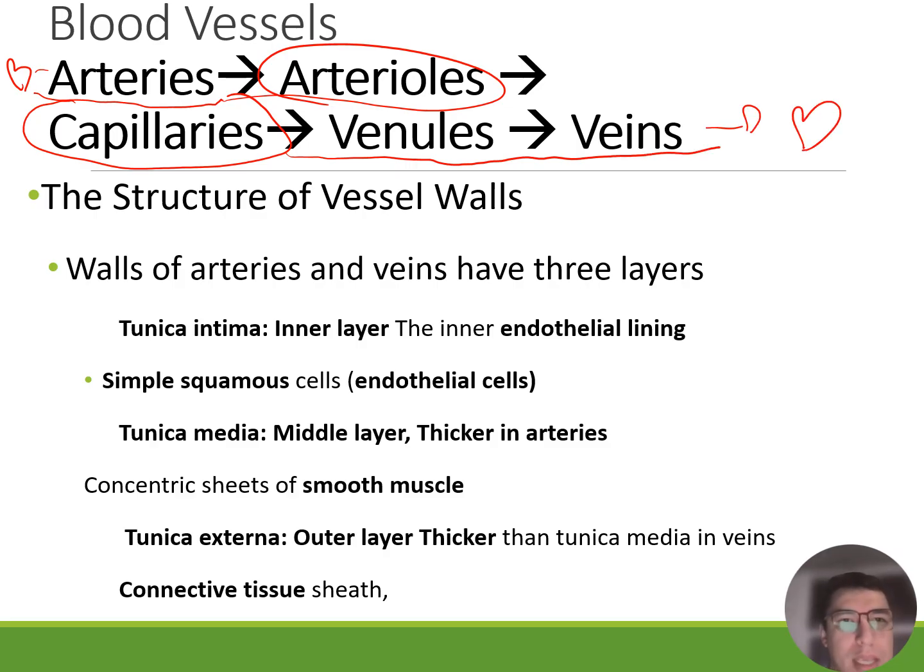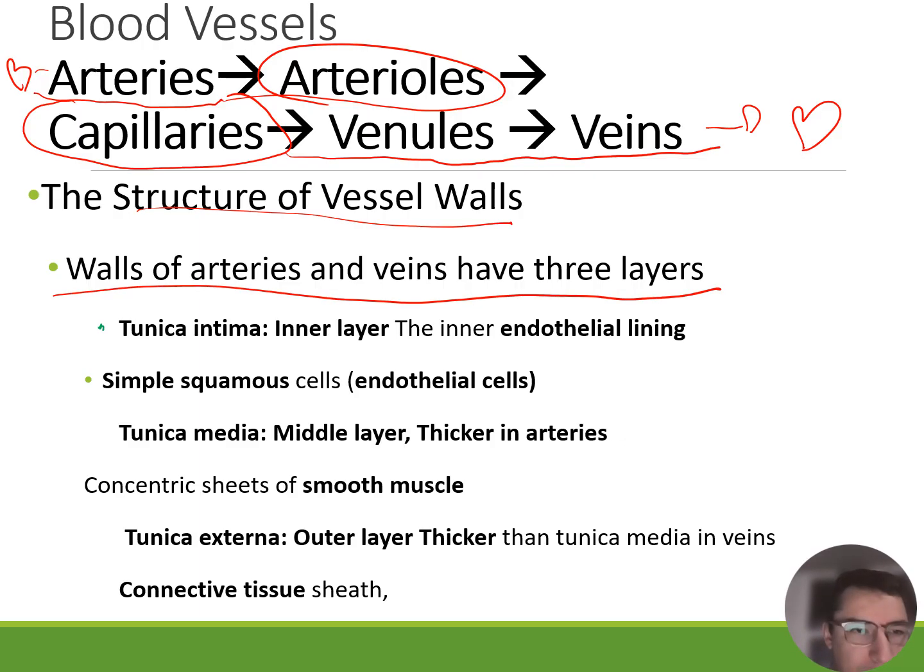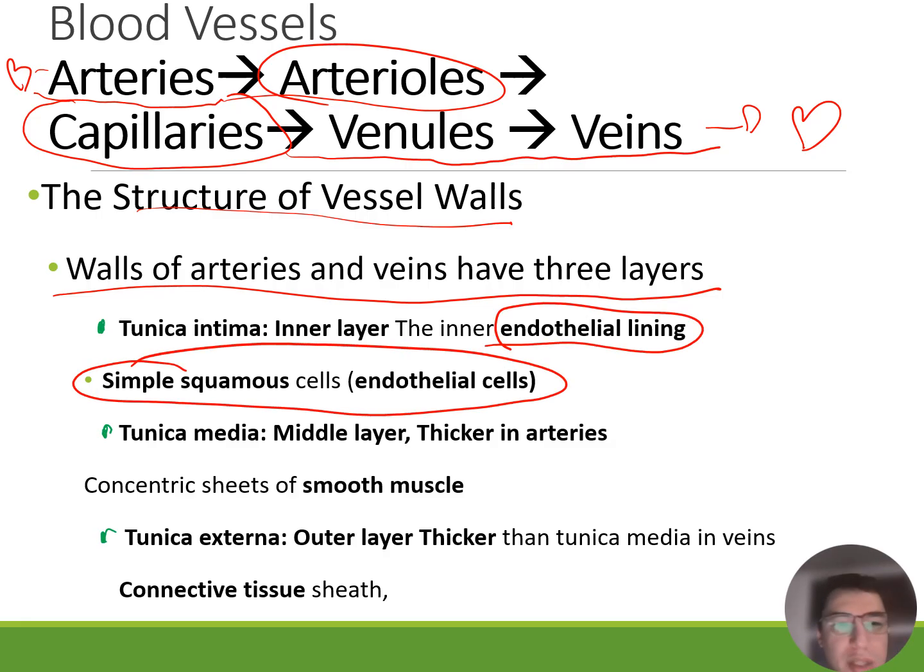All right. The general structure of these blood vessels that carry the blood is three layers. Arteries and veins have three layers. So remember the three layers are the tunica intima, the tunica media, and the tunica externa. It's only three of them. The main differences among them are that the tunica intima is just the inner thin layer of endothelial lining, made out of simple squamous epithelial cells.